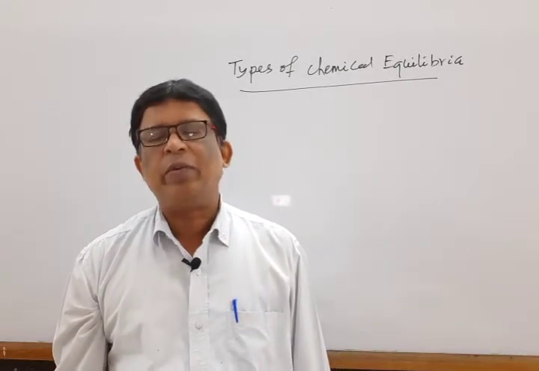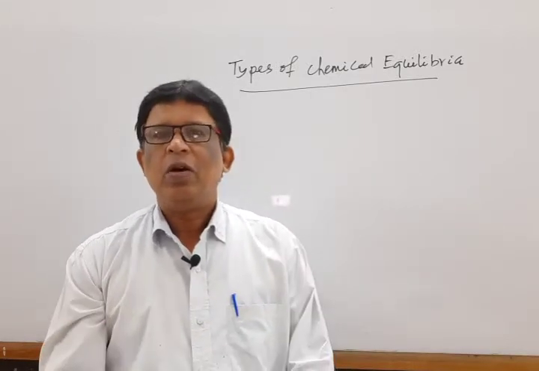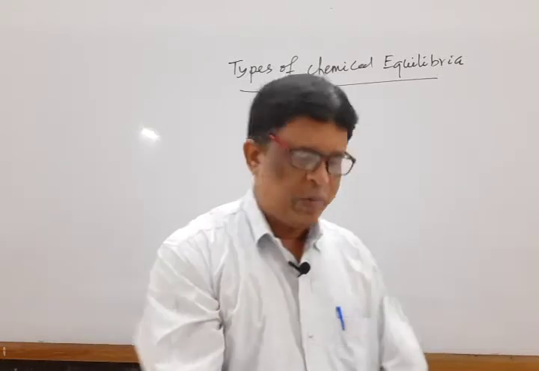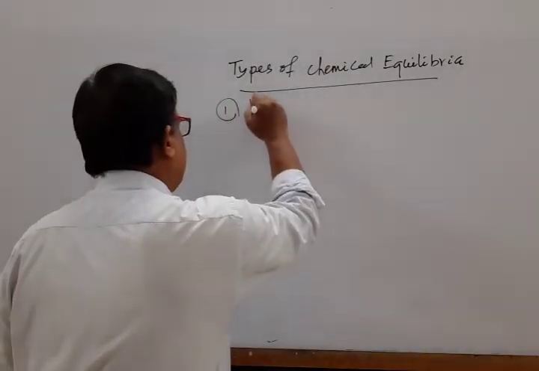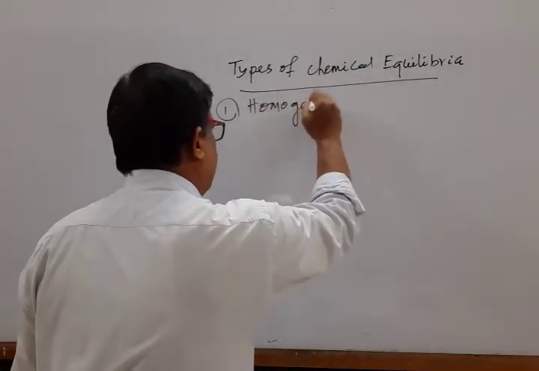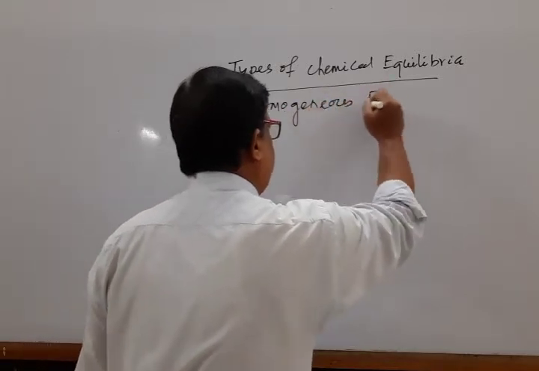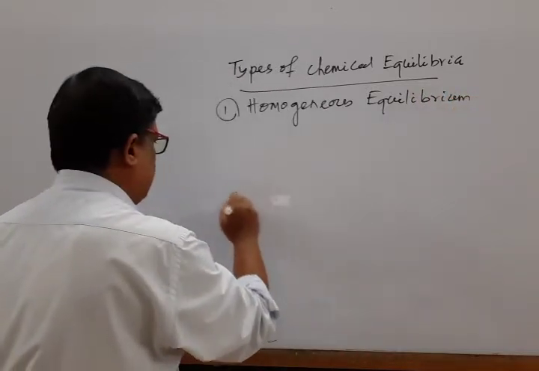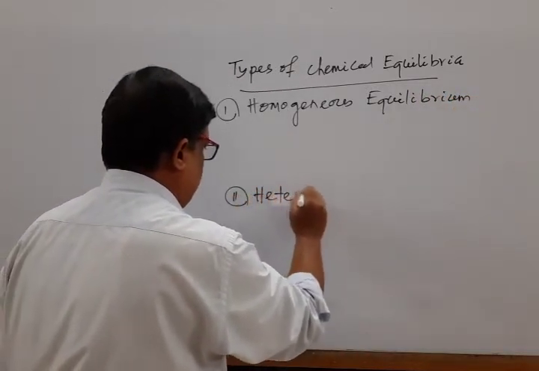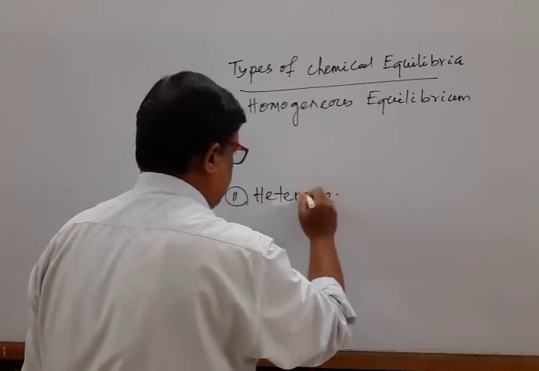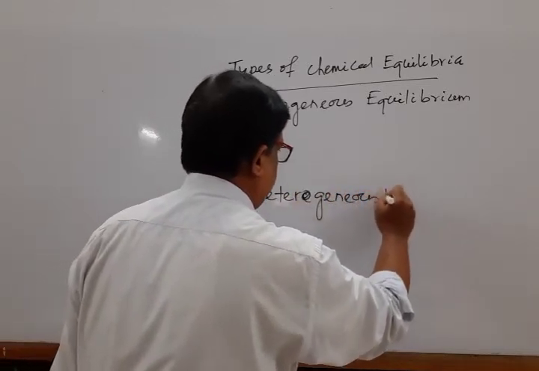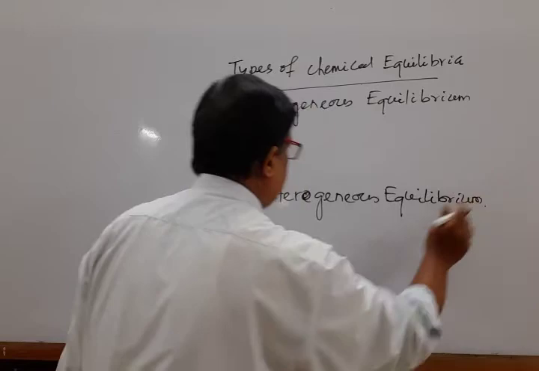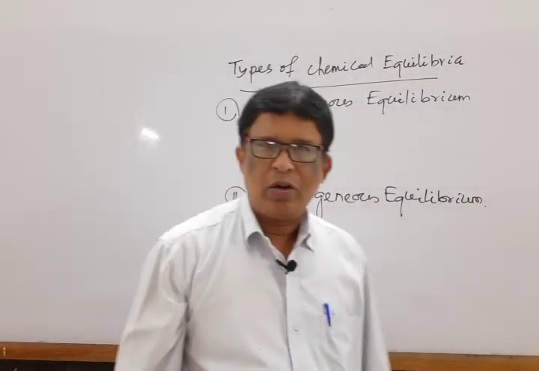So there are two types of chemical equilibrium. One is known as homogeneous equilibrium and the second one is known as heterogeneous equilibrium. Mark that. Homo means same, hetero means different.